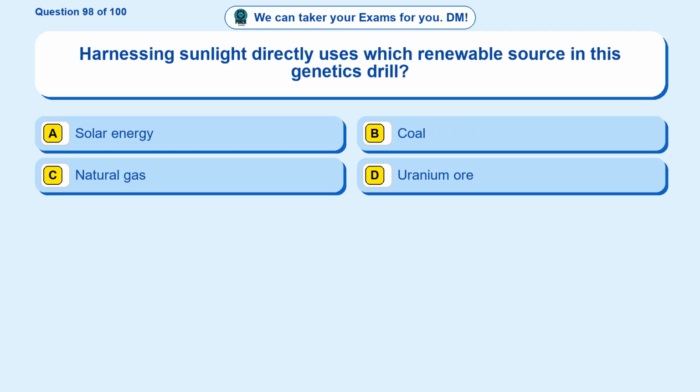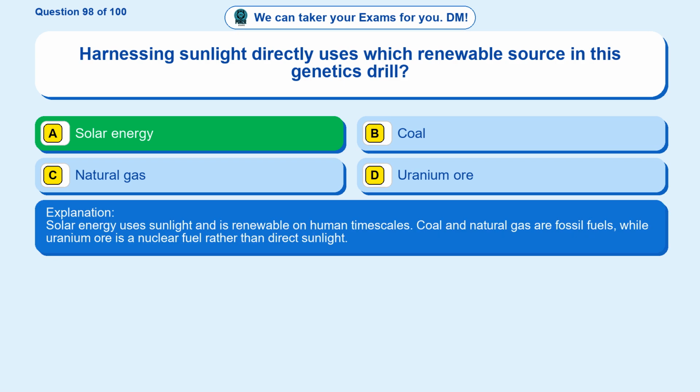Question 98. Harnessing sunlight directly uses which renewable source in this genetics drill? Option A, solar energy. Option B, coal. Option C, natural gas. Option D, uranium ore. The correct answer is option A. Solar energy. Solar energy uses sunlight and is renewable on human time scales. Coal and natural gas are fossil fuels, while uranium ore is a nuclear fuel rather than direct sunlight.